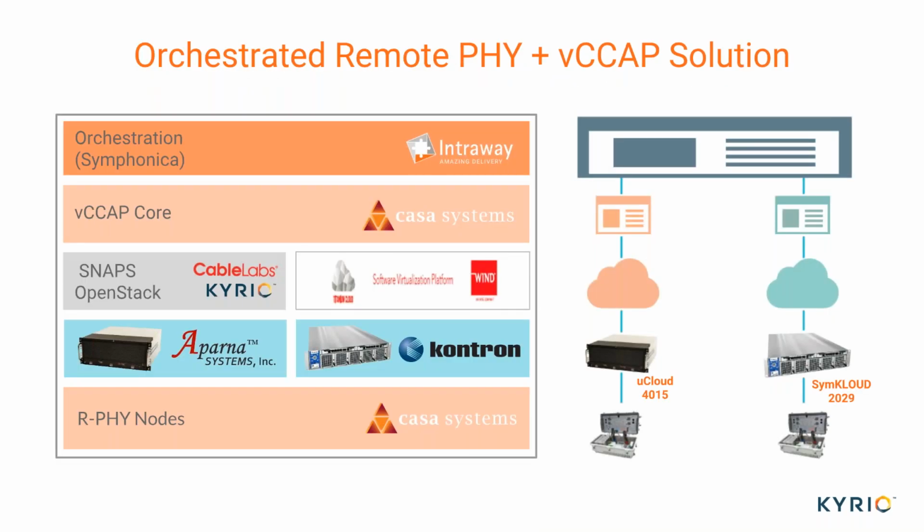So here's a system diagram, and you can see Casa at layer 0 with the RFI node, and then at layer 4 with the virtual CCAP. At the top layer, we have orchestration. In production and deployments, it's absolutely required that you have automation. It's not practical at any scale of deployment to manage network elements or operations by hand.